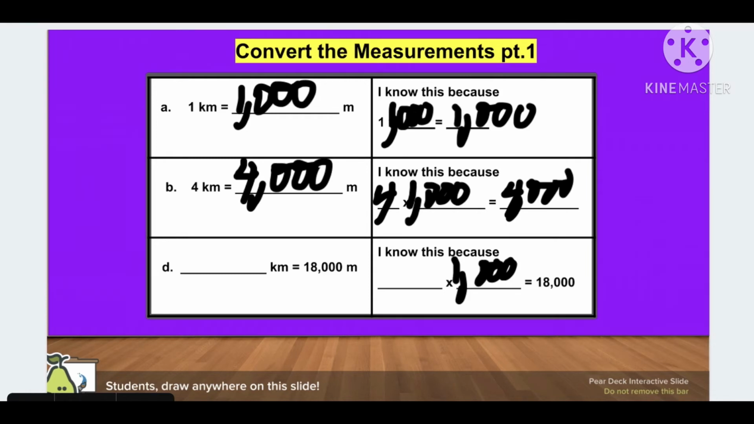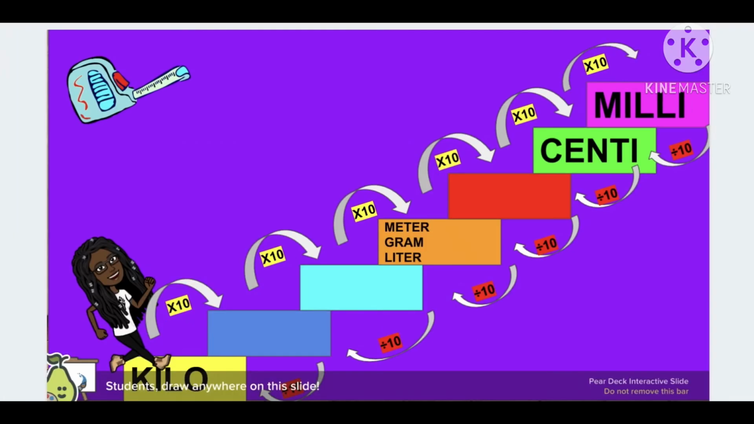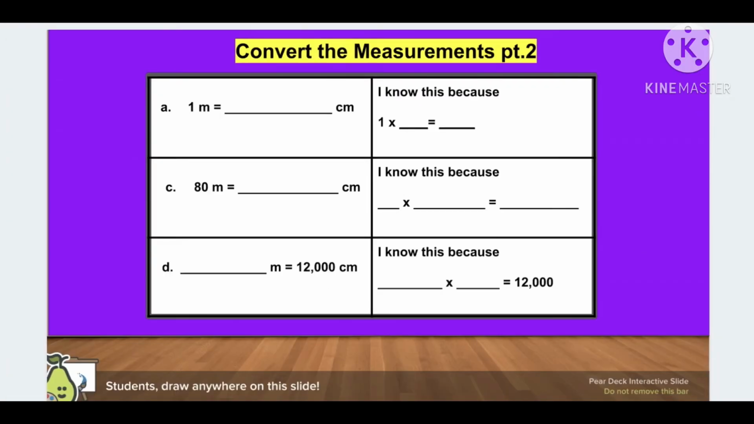Do you think you know a number that when you multiply it by 1,000, you get 18,000? You read my mind. Yeah, 18. So that means that 18 kilometers equals 18,000 meters. Let's try these problems. This time we're going to go from meters to centimeters.